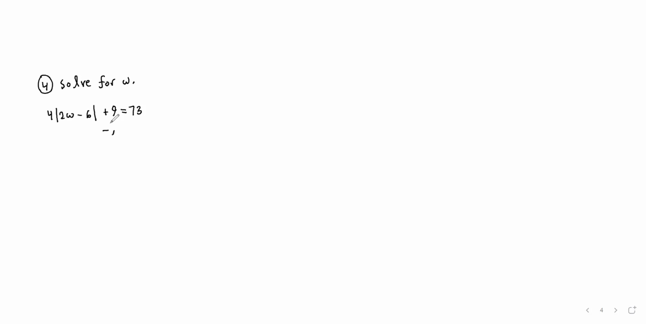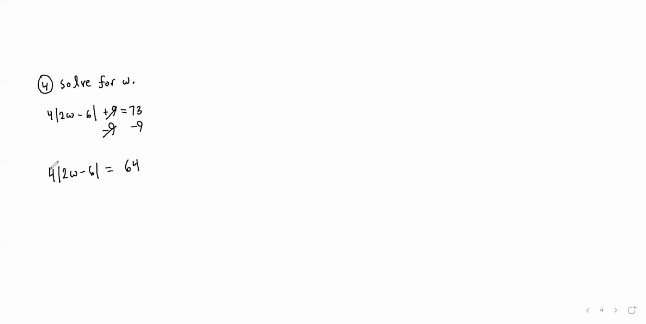So first we're going to get rid of the 9. I'm going to subtract a 9 on both sides. So we have a 9 minus 9, that gives a 0. So these cancel. We're left with 4 times the absolute value of 2w minus 6 on the left. And on the right, we have 73 minus 9, which is equal to 64. Now we have 4 times the absolute value of 2w minus 6 is equal to 64.